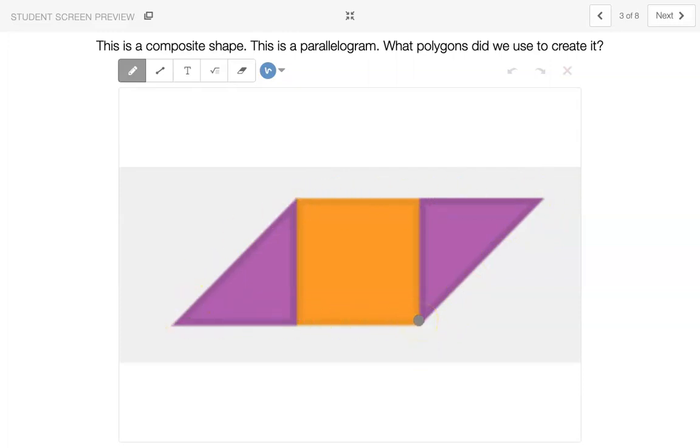So what polygons did we use to create it? I see those same shapes. I see the triangle, the orange square, and the second purple triangle. And I put them together and I create a quadrilateral, which is a parallelogram, a special type. This is a special type of quadrilateral, and this is my composite shape.